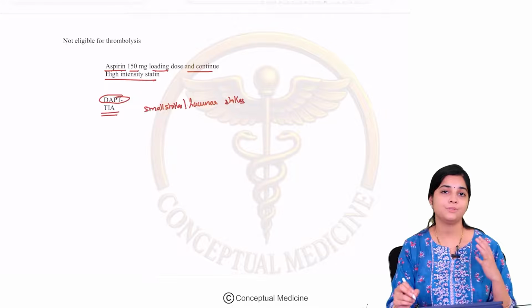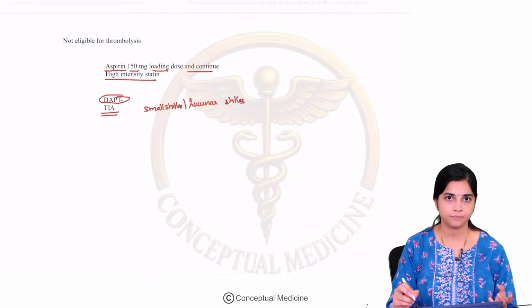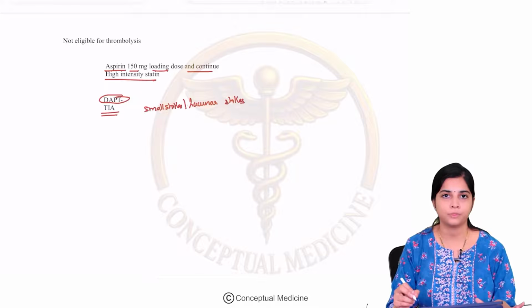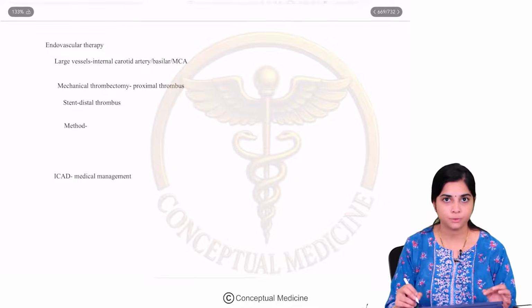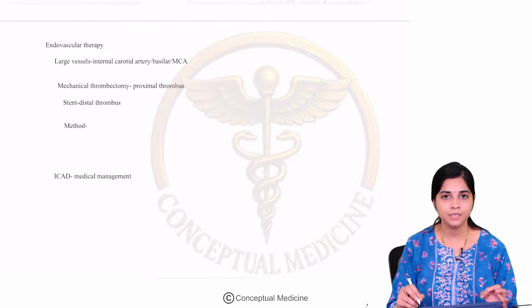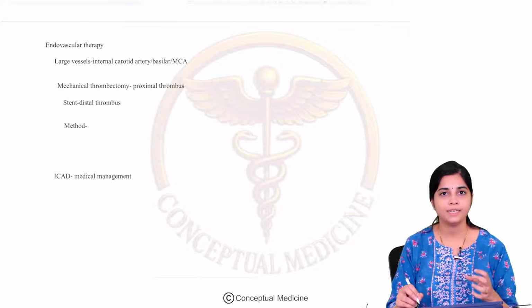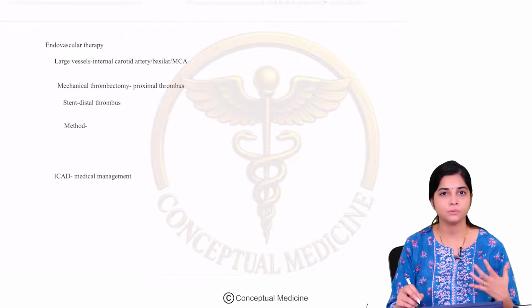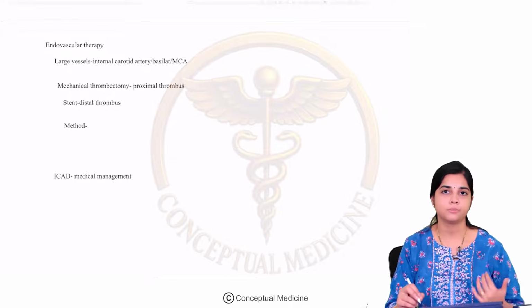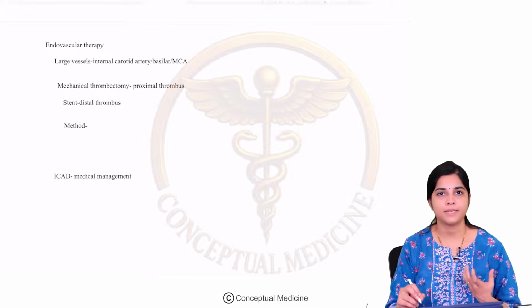Right? So, that is when you give dual antiplatelet therapy, which includes aspirin and clopidogrel. Fine. Now, let us understand endovascular therapy in stroke. Endovascular therapy means that you are going ahead and removing the thrombus using interventional radiology. Okay, so you could do interventional procedures to remove the thrombus, which is a thrombectomy.